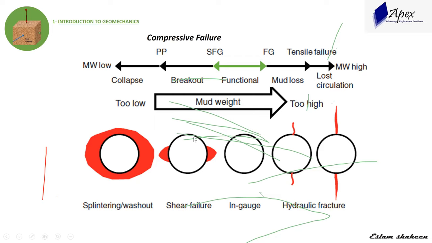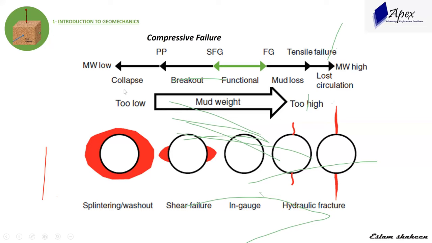So when the mud weight is lowered below the pore pressure, in this case, we have a borehole collapse, and it can also lead to a kick or a blowout.